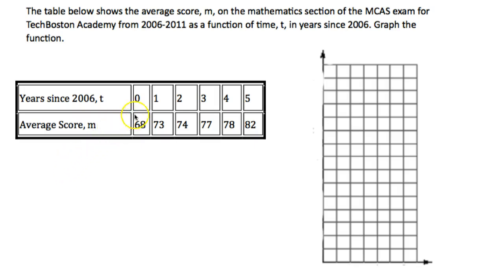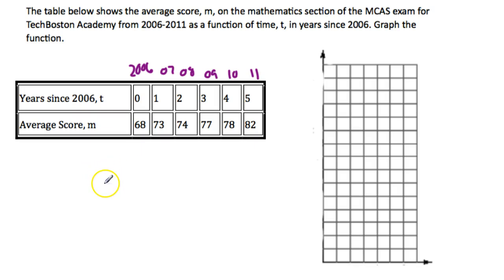We're going to graph some data. So this is from year 2006 to 2011. It started with 0. So the first year is really 2006, and then it goes to 07, 08, 09, 10, 11, right? So those are the years, and these are the scores.